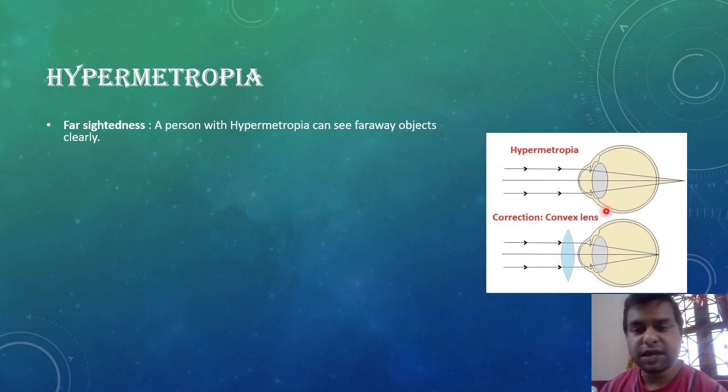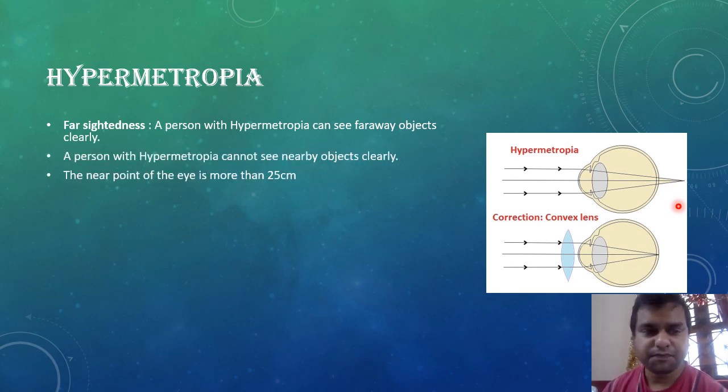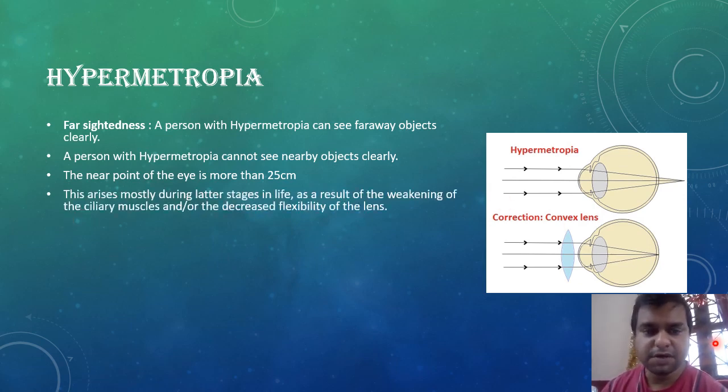A person with hypermetropia can see objects which are far away, but can't see objects clearly which are nearby. So won't be able to read clearly. But if there is, let's say, a ship on the horizon, that person will be able to see that ship very clearly. You can see objects clearly which are far away but not objects which are nearby. So the near point of the eye is 25 centimeters. In this case that is not possible with a person suffering from hypermetropia.